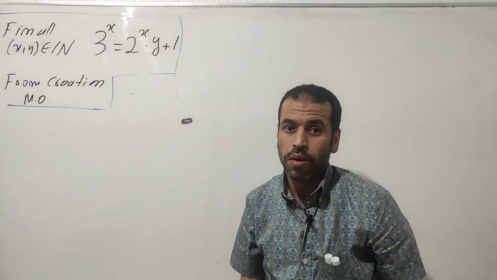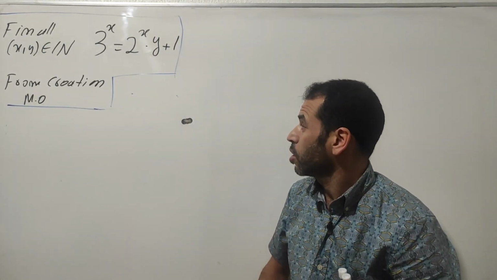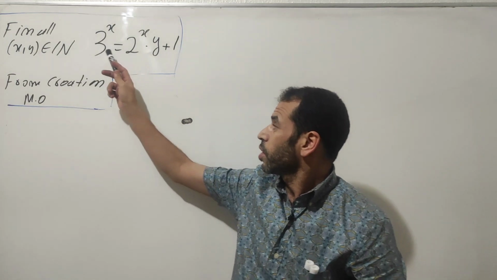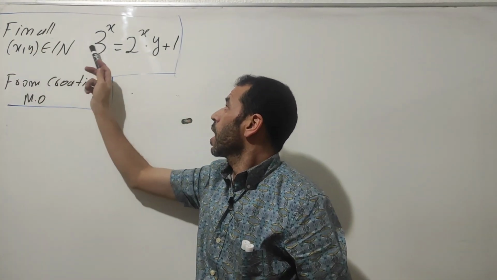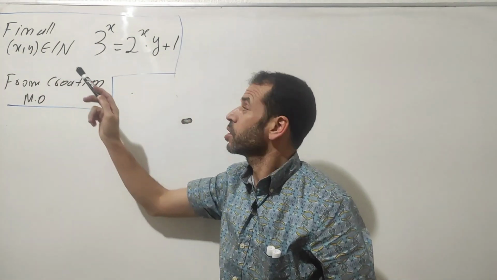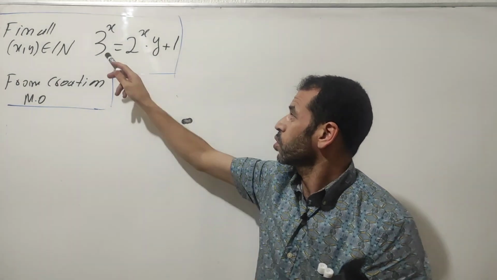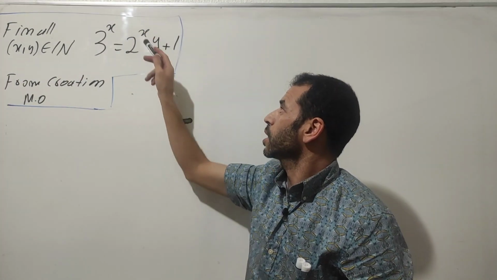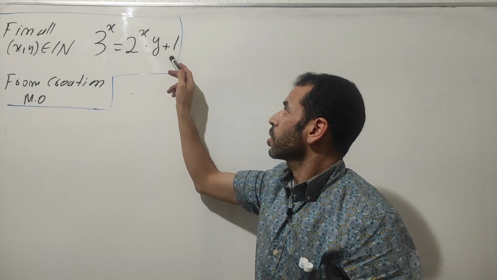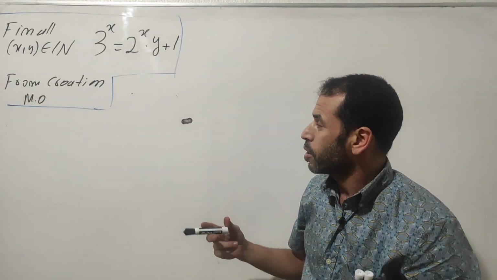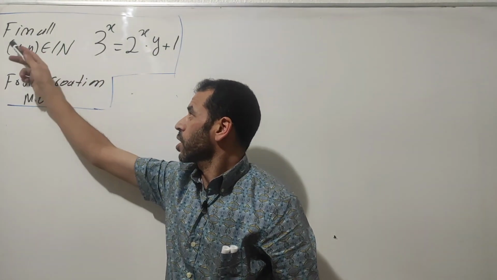Today's video, here is a nice problem coming from the Croatian Mathematical Olympiad. Here is the following setup: for all x and y as natural numbers, satisfy the following equation: 3 to the x equals 2 to the x multiplied by y plus number 1. Okay, so remember we have x and y as natural numbers.